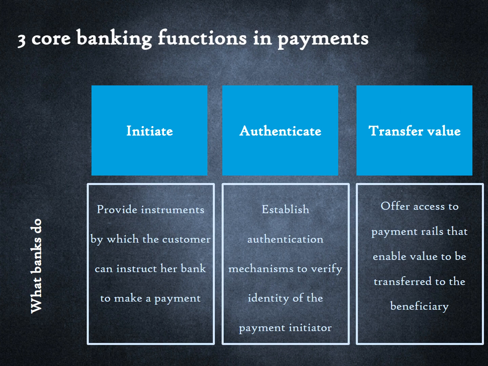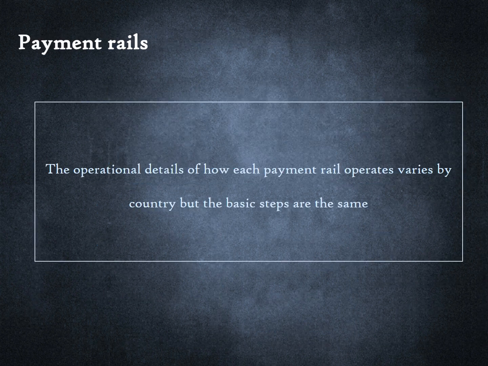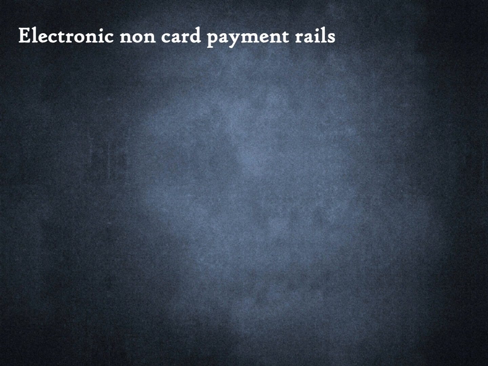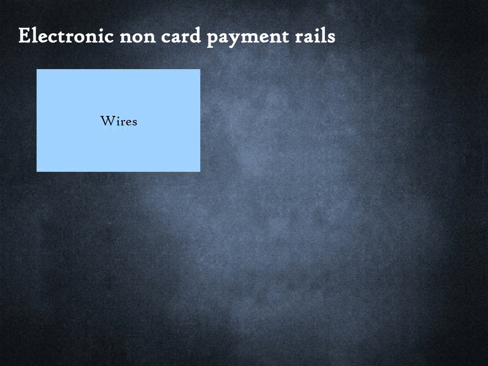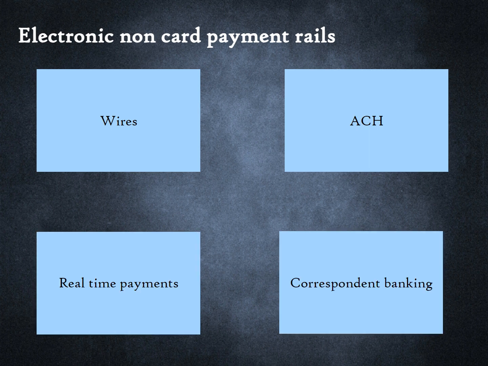To recap our discussion, banks perform three functions in payments. We will now take a deeper look at the third function of banks relating to payment rails. We will learn how these payment rails work and what role banks play in their functioning. The operational details of how payment rails work vary by country. However, the fundamental steps are the same, even though they may be implemented differently. In this lesson, we will focus on the fundamentals. We will begin our discussion with electronic non-card-based payment rails, which are of four types: wires, ACH, real-time payments, and correspondent banking for cross-border payments. We will begin with wires.